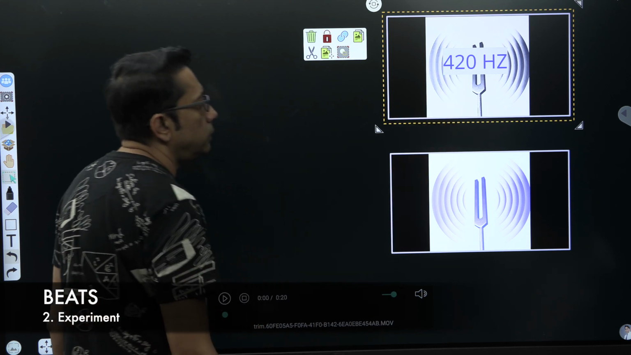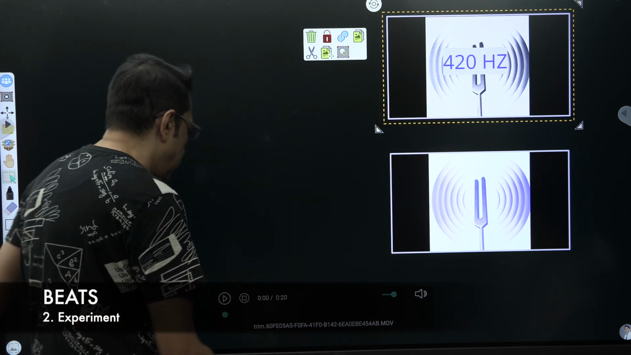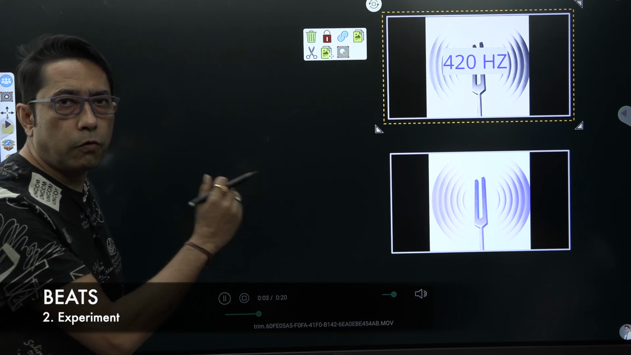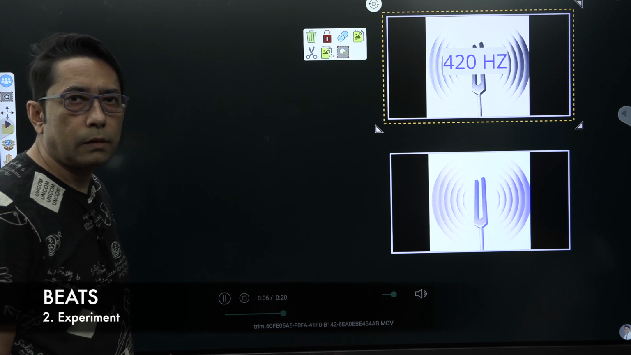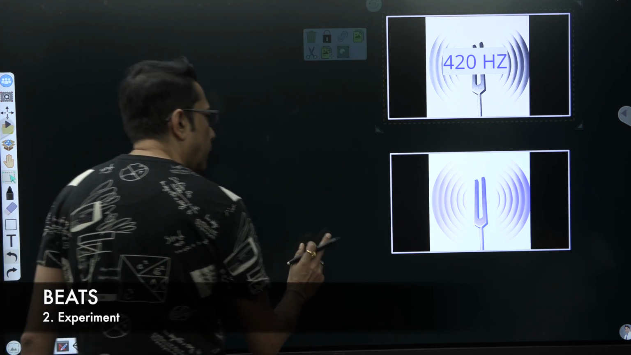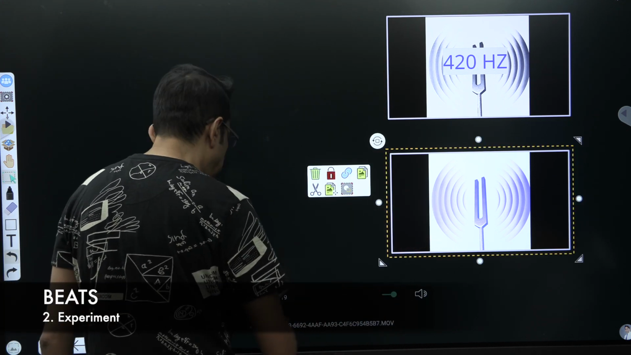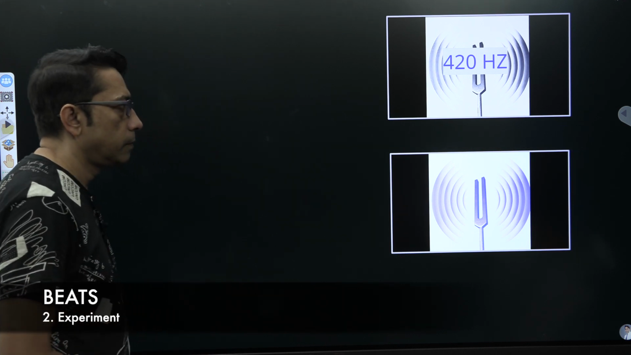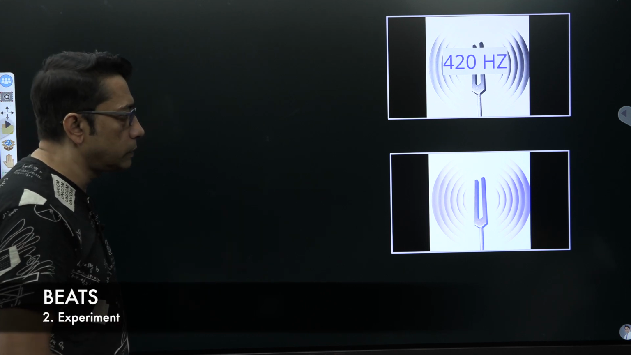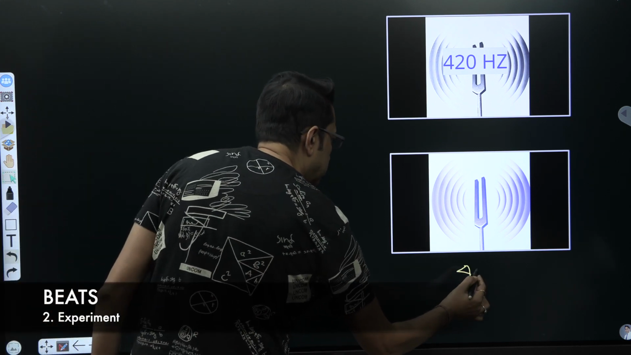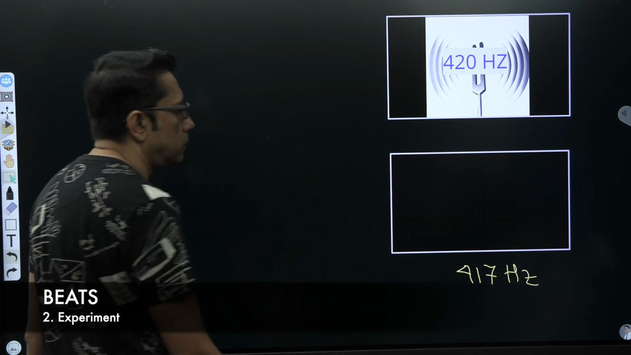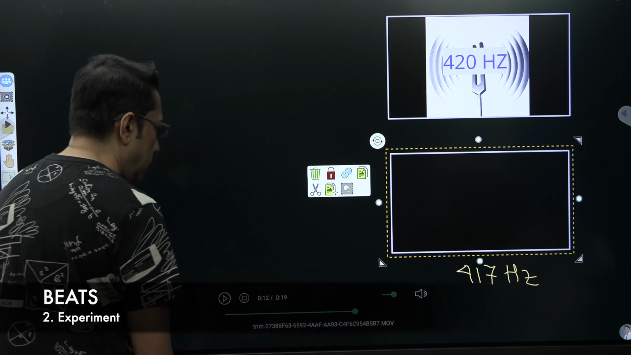This is a 420 hertz frequency. I have written it here. If you hear this, 420 hertz frequency. So this is the frequency. I am stopping this. Now this is 417 hertz frequency. Listen to this. Frequency slightly lower. 417 hertz frequency. Okay, we got that.